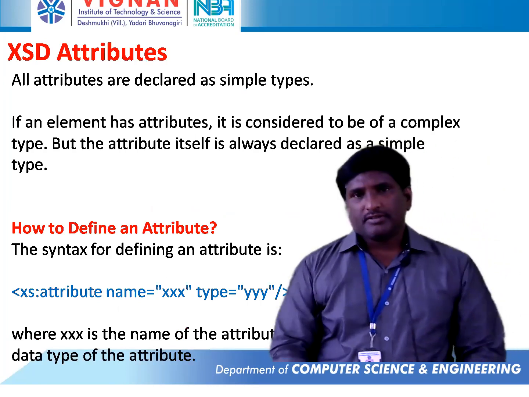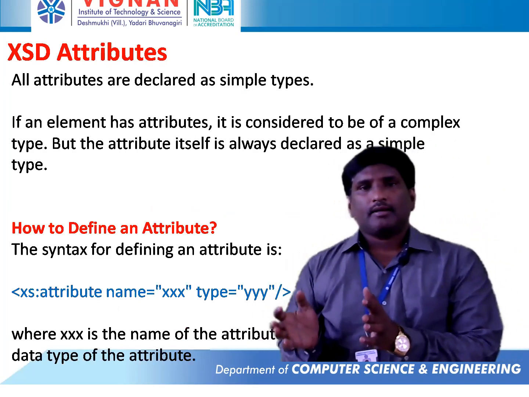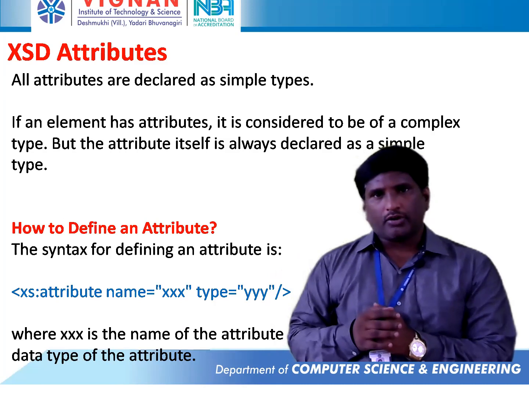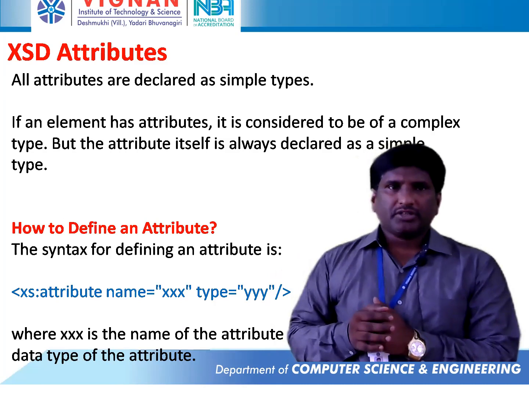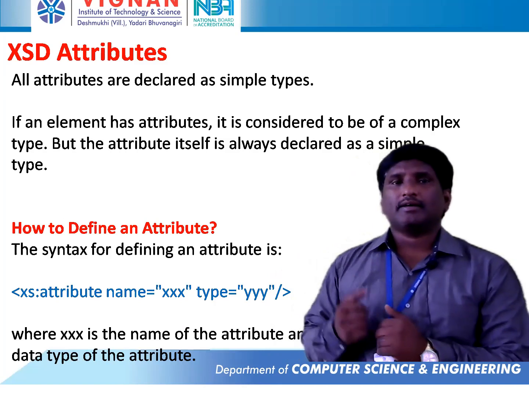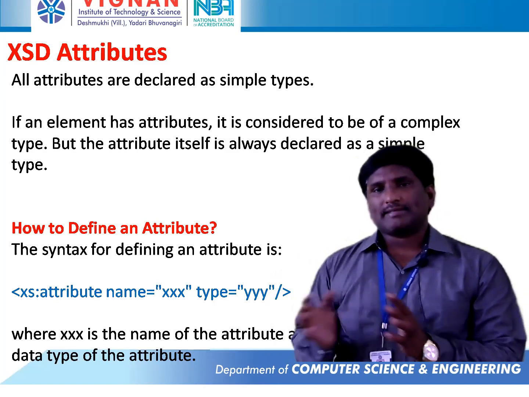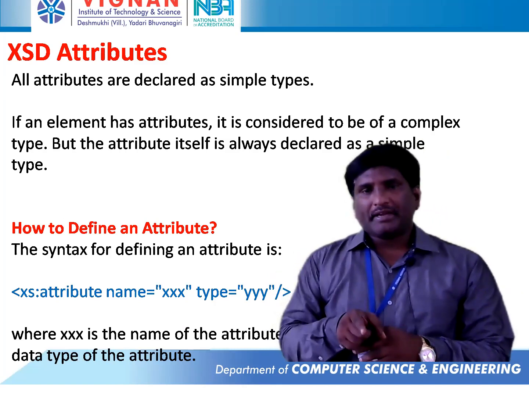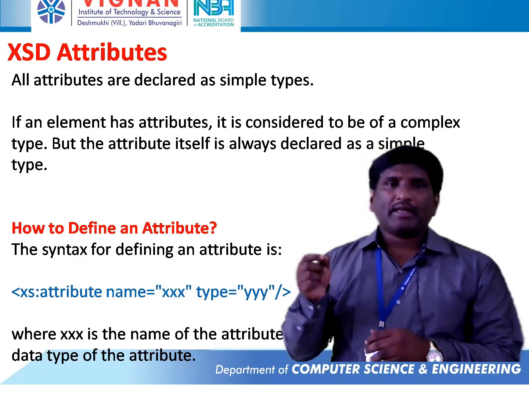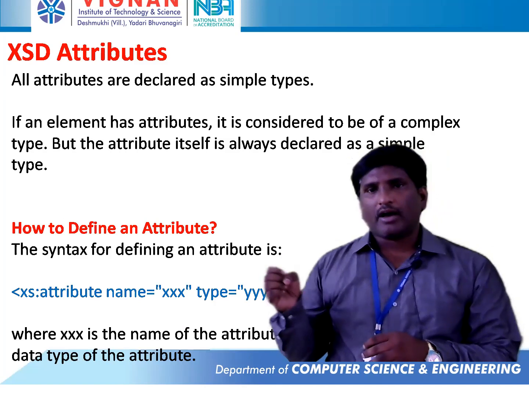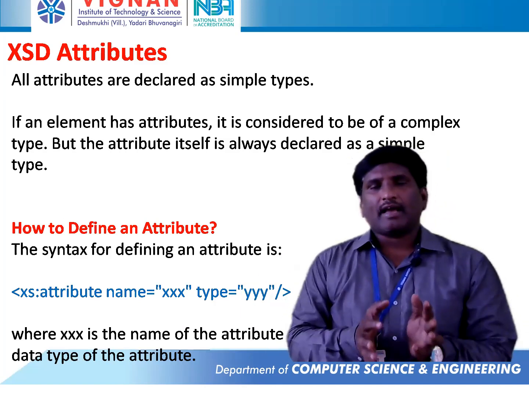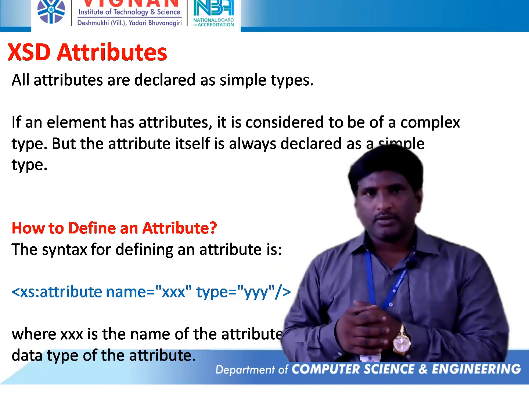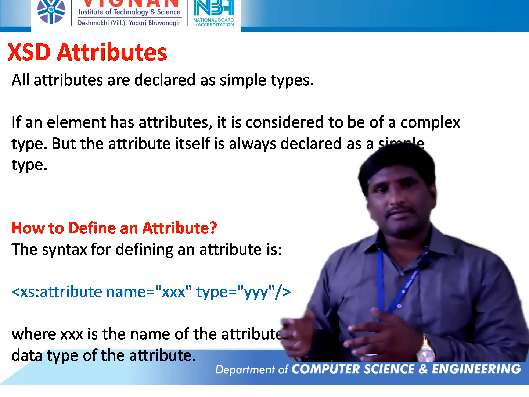Next, we just discussed XML simple elements: how can we write simple elements in an XML schema document? And one more thing is XSD attributes. How can we write attributes? All attributes are declared as simple type. The first point is that the attributes which specify the element should be simple. And if an element has attributes, it is considered a complex type. Suppose an element has attributes, then that element is considered a complex type, not a simple element. But an attribute can always be declared as simple type only.